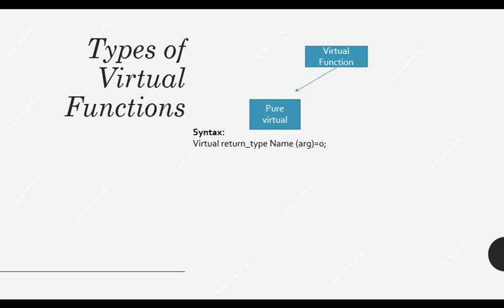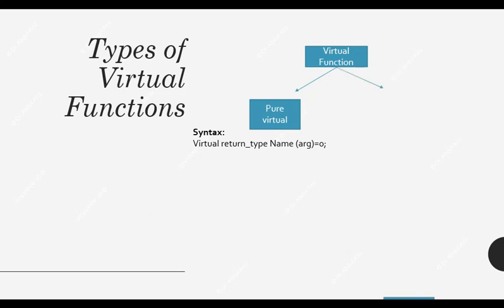So that means we are going to use the virtual keyword. Then we are going to define the return type, name of the function, list of the arguments, and after the closing round brackets, we are going to put equal to 0, which means this is just a declaration and there is no definition available anywhere.